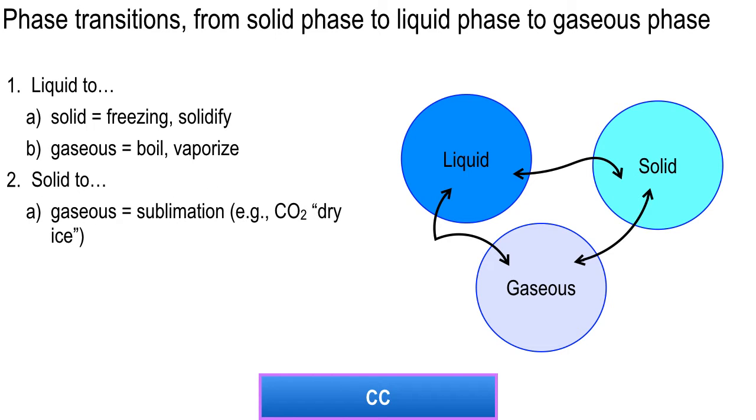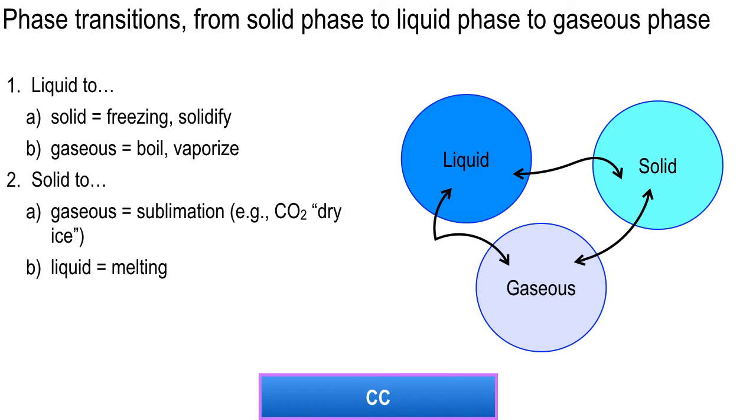Solid to gaseous, that is known as sublimation, and that is something that CO2, carbon dioxide, ice does. So when you go down to Publix and you buy a big block of CO2 ice, dry ice, carbon dioxide ice, it will not leave a pool of water or a pool of liquid when it heats up. It'll go directly to a gas. That's why we call it dry ice. Okay, and the fancy word for that is sublimation.